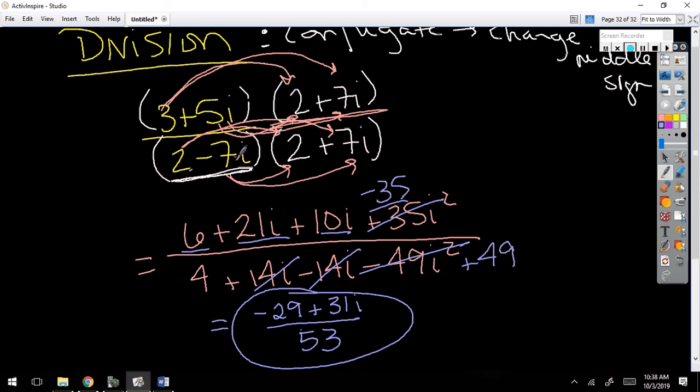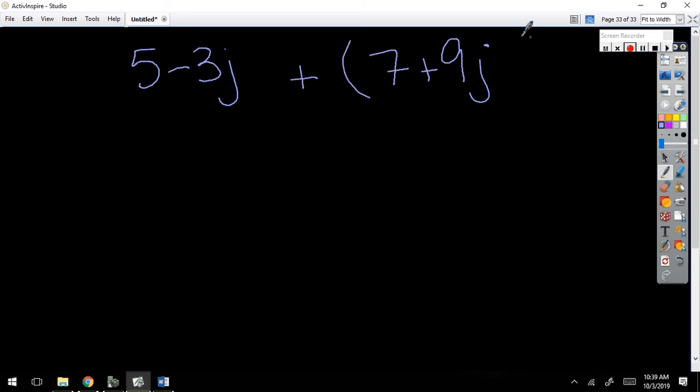Is there one problem? So the only type of word problems there are: the current in one part of a series circuit is 5 minus 3j amps. The current in another part of the circuit is 7 plus 9j amps. Add these complex numbers to find the total current. So it's literally given there for you.